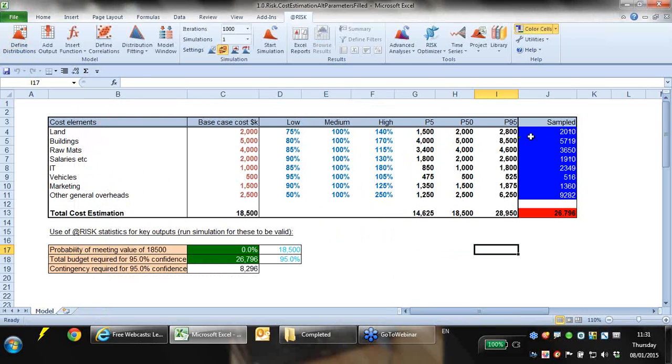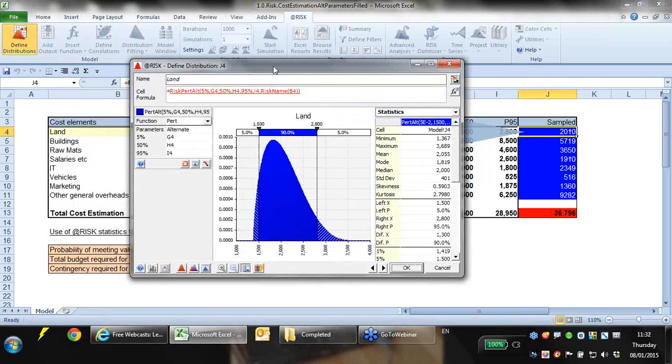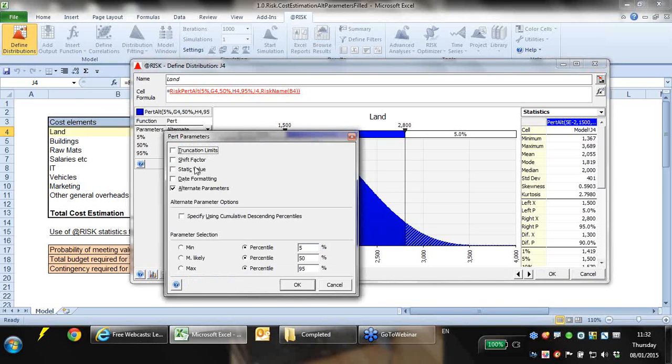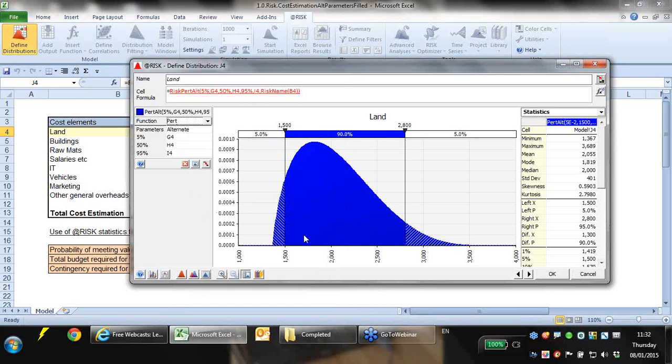If I look at this first one, this is a PERT distribution, but a PERT distribution normally needs a minimum, a most likely, and a maximum. For this PERT distribution, using alternate parameters, which I can set up in the parameters section, instead of telling me the min, most likely, and max, I'm saying tell me what the P5 is, the P50, and the P95, and @RISK will then convert that into a distribution. So here we now have a PERT distribution with a P5 of G4 and a P95 of I4, and that's now on here.